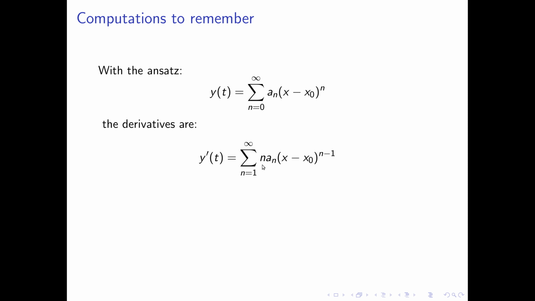Okay, so the first term of this derivative then is a1 times x minus x0 to the 0 power, or just a1, right? So a0 is set to 0 because of the derivative. Good. Similarly, if I take the second derivative, the n minus 1 comes down, right? And so then I have n times n minus 1, a sub n times x minus x0 to the n minus 2.